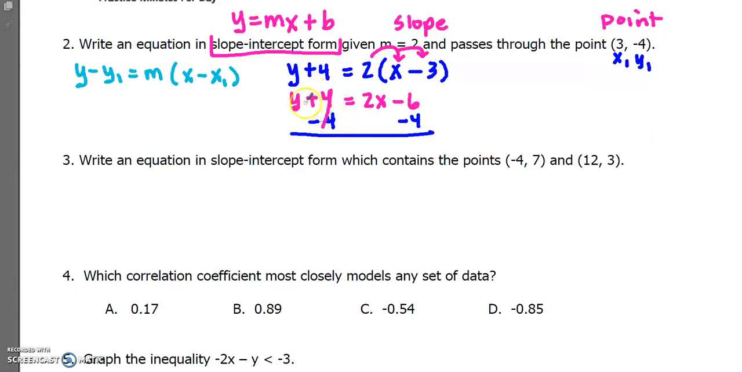So the 4's are gone. It leaves my y equals, I'll bring my 2x down, and then I have negative 6 minus 4, which will give me negative 10. So here's my final answer for number 2: y equals 2x minus 10.